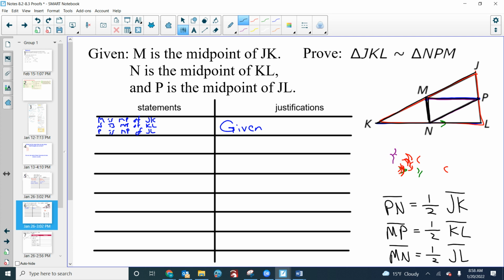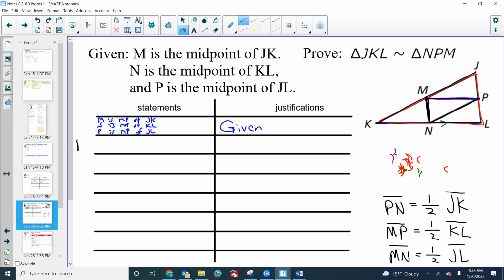If 3 pairs of sides are proportional, then the triangles are similar by SSS. So do we agree we could probably get there with alternate interior or corresponding or transitive properties, but it would take 3 steps for 1 pair of angles? Do we agree this is probably a lot shorter? Do you agree? Okay, let's put that on our line.